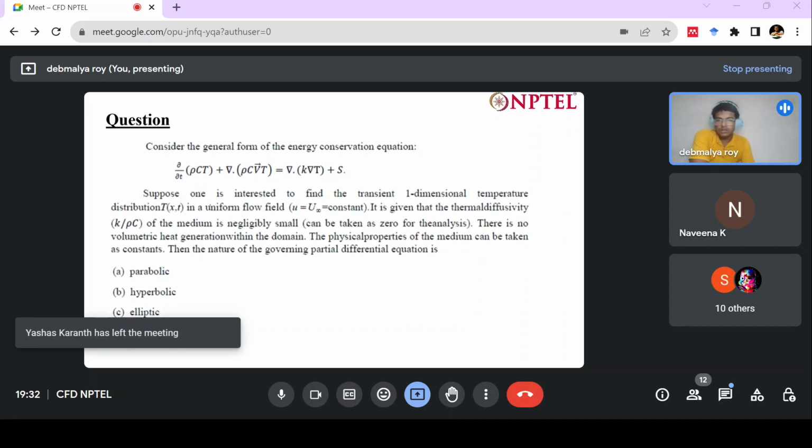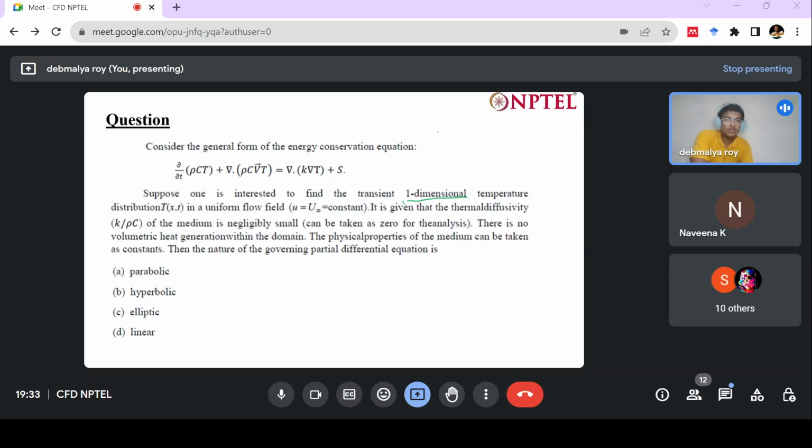So in this general form, it is difficult to assess. So we will first see what the conditions given are. If we can simplify this, so it is given that this is one dimension. One dimensional will help us to convert all these nabla operators to simply del del x.